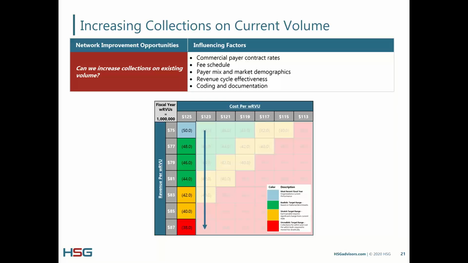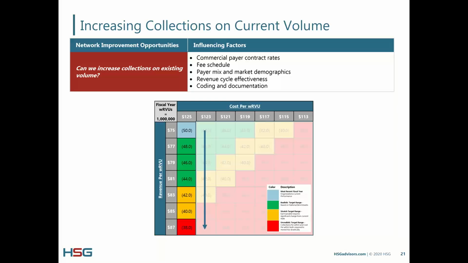So if we focus on our first question in the framework, can we increase collections on existing volume? We're talking about how realistic is it that we can go from our 75 to 77, 79, 81, 83, 85, 87. And you can see we have those kind of color coded, because one of the things that this framework helps executive teams do is really set realistic expectations. So we've had networks come to us and say, well, our health system finances require that we cut the subsidy in half, but we don't want to lose any providers. We just need to make this work. This type of framework really gives the ability to say, well, but how much can we really move?